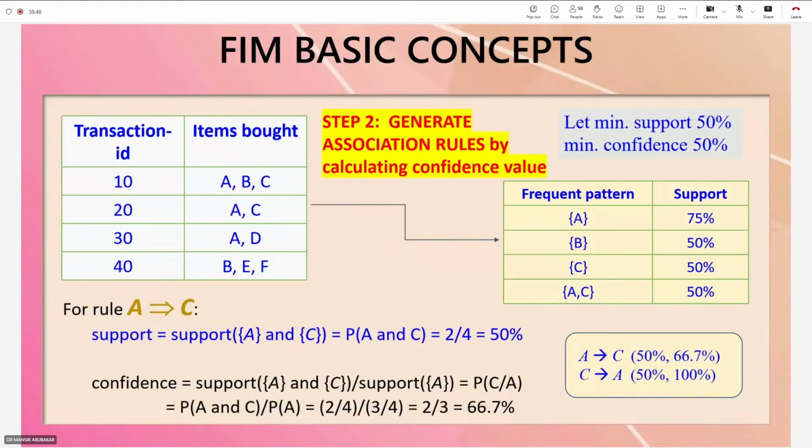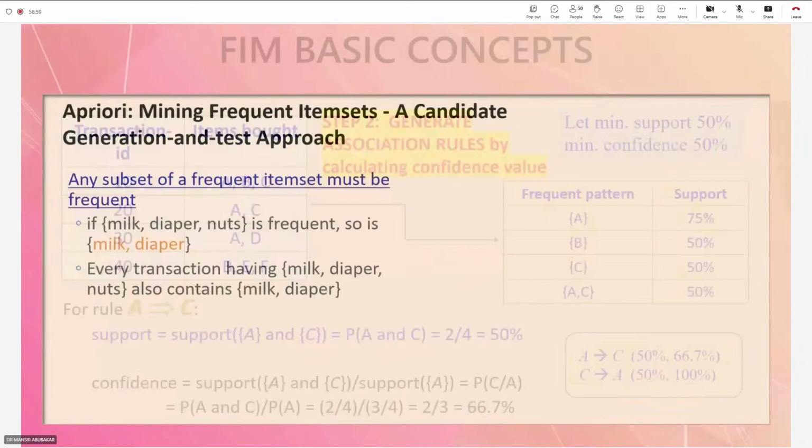Then you can take time, follow us step by step, and then you can apply the method. So you can see how step 2 is generated. The rule is generated based on the minimum confidence that we have.